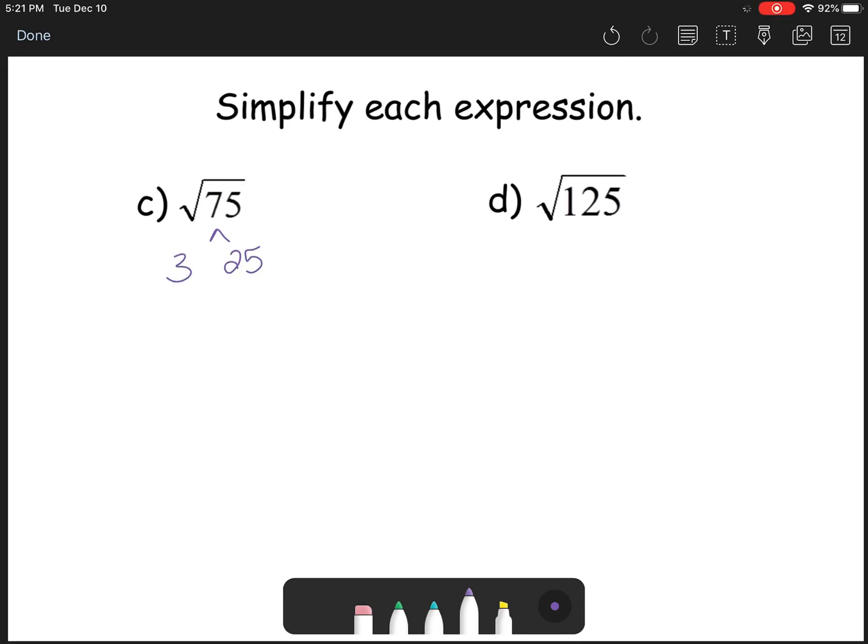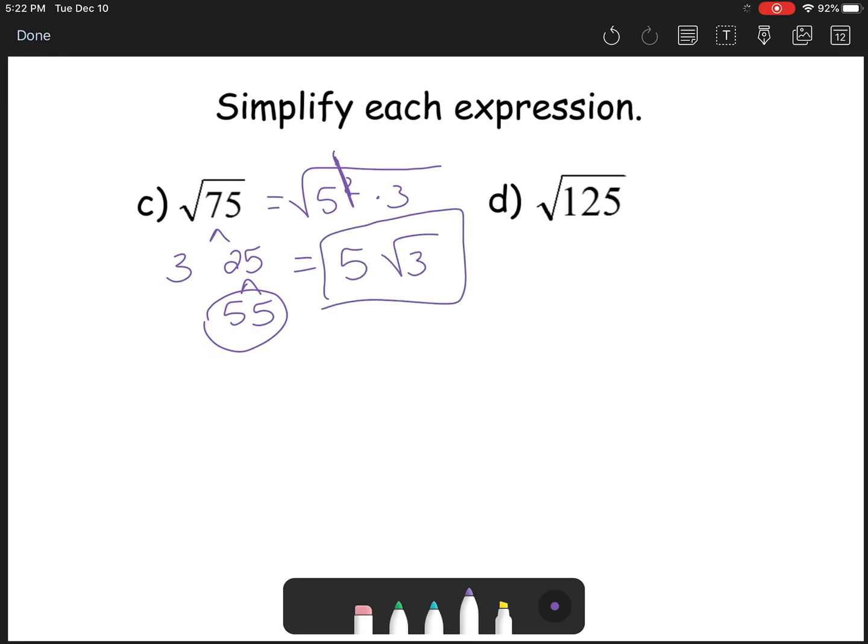So 3 times 25 is 75. 5 times 5 is 25. So that tells us we have the square root of 5 squared times 3. Well, the square root of 5 squared is just 5. And we can't take the square root of 3. So that is our simplified answer.